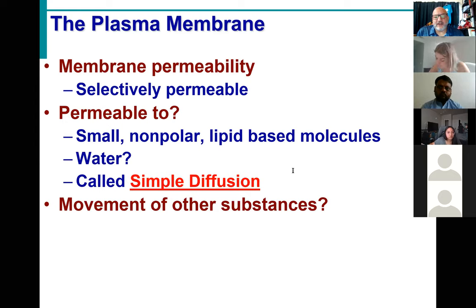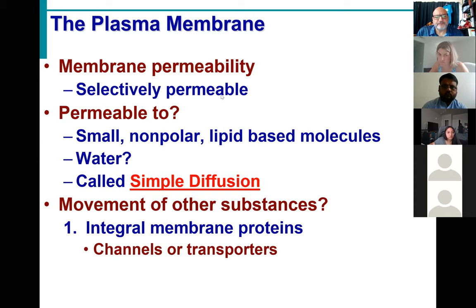And that help, as you guys mentioned, is going to come in the form of either channels or transporters. Some type of integral membrane protein, and again, to be more specific, a transmembrane protein. Either a channel or a transporter. Now, anyone know what the difference between a channel and a transporter is? A channel's like a path, and a transporter is like the helper? Not a bad guess. That's kind of right. We can be a little bit more specific than that. You're on the right track.